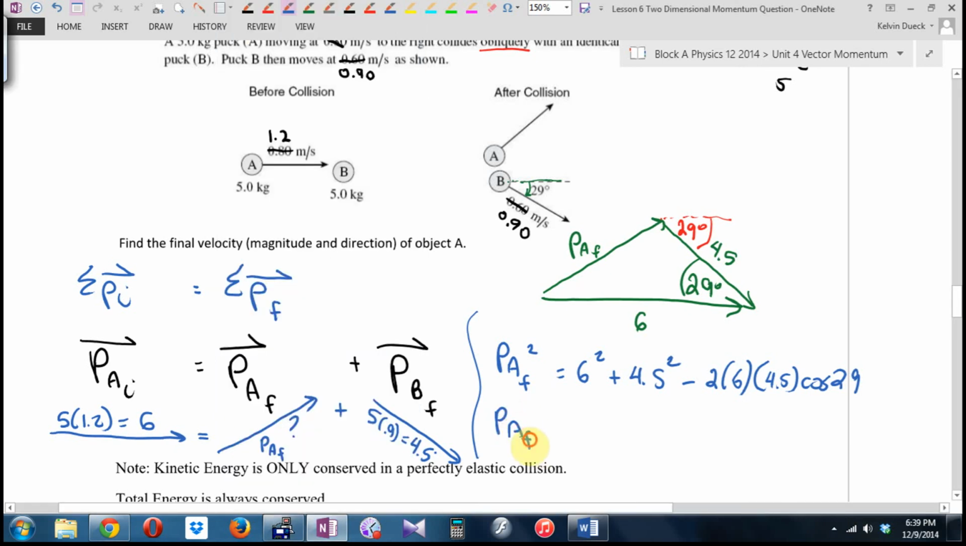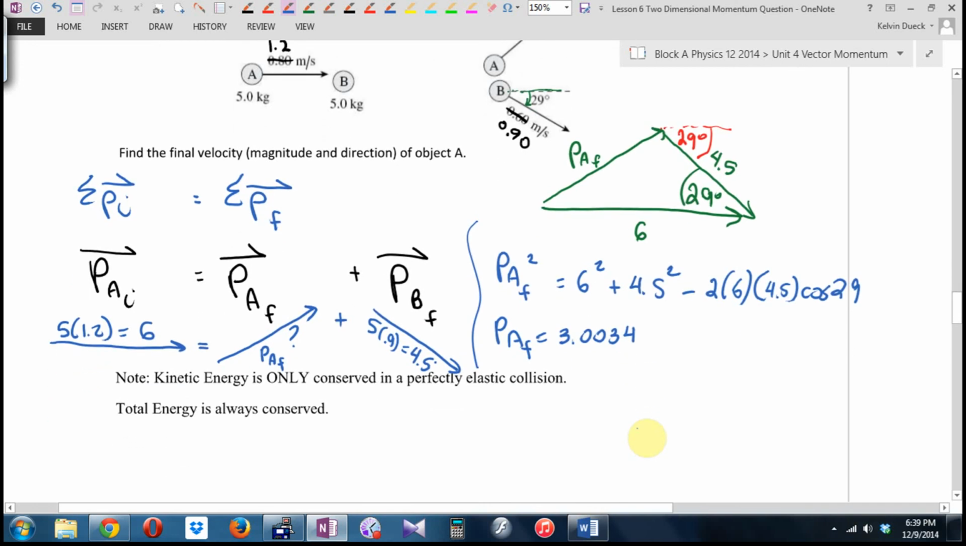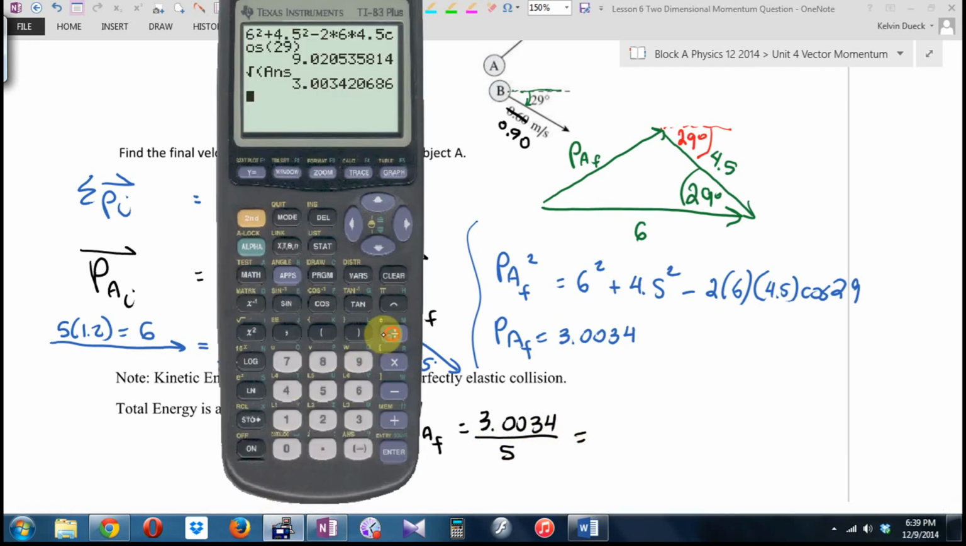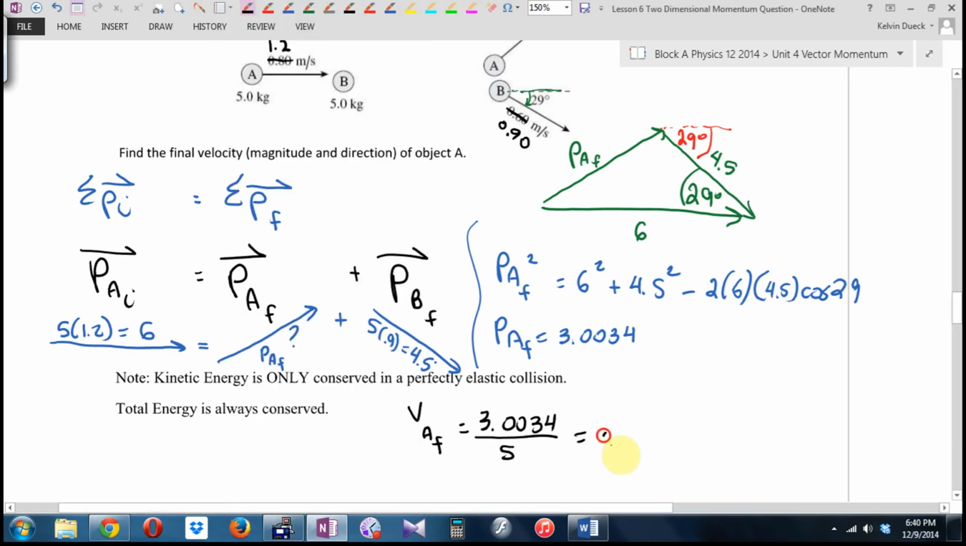Momentum A final equals 3.0034. Now, to find the velocity, divide by the mass. I'll do that down here. Velocity A final is going to be 3.0034 divided by 5. Oh, almost exactly 0.6. 0.6001.